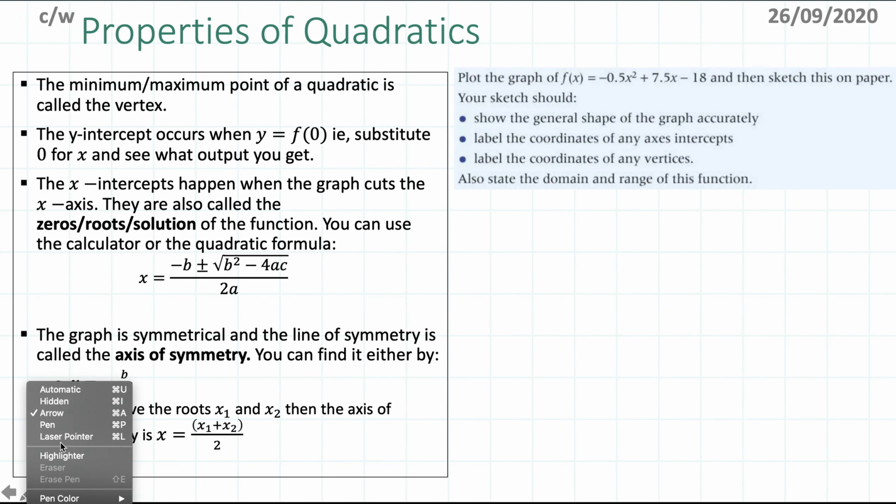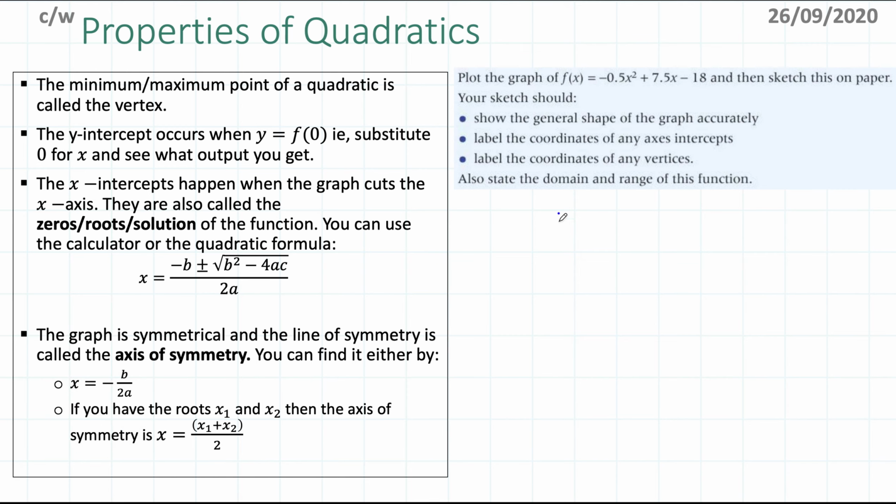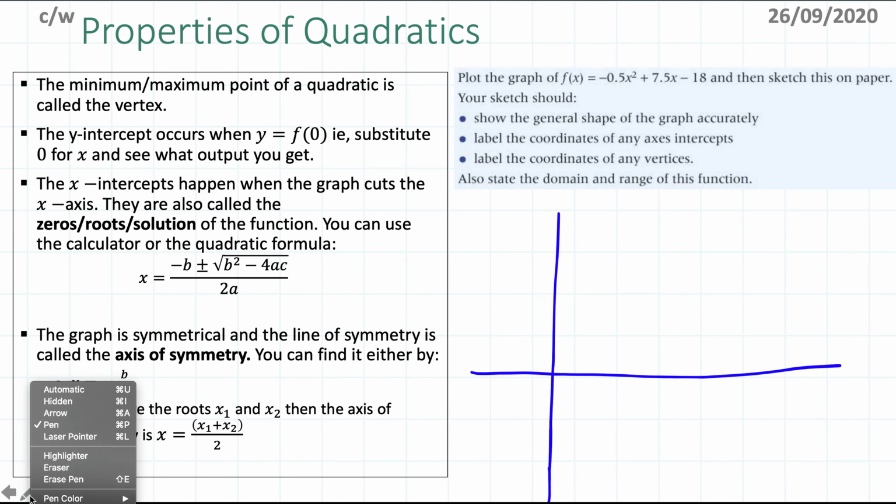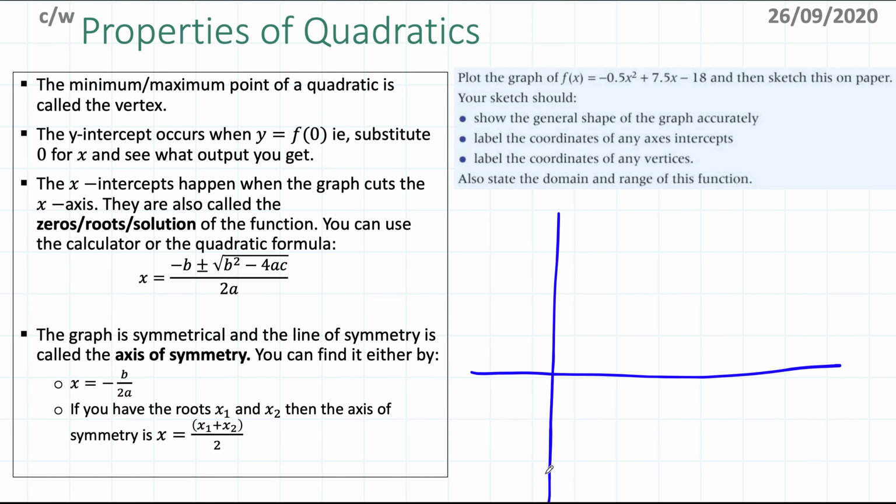So let's do the actual axes. Obviously you want to use a pencil for this one, or a ruler, just to make sure that your axes are accurate. We have the y-intercept here as negative 18, and we have something like this. So we have the general shape of the graph, and this is 0, negative 18. So we've shown the y-intercept.